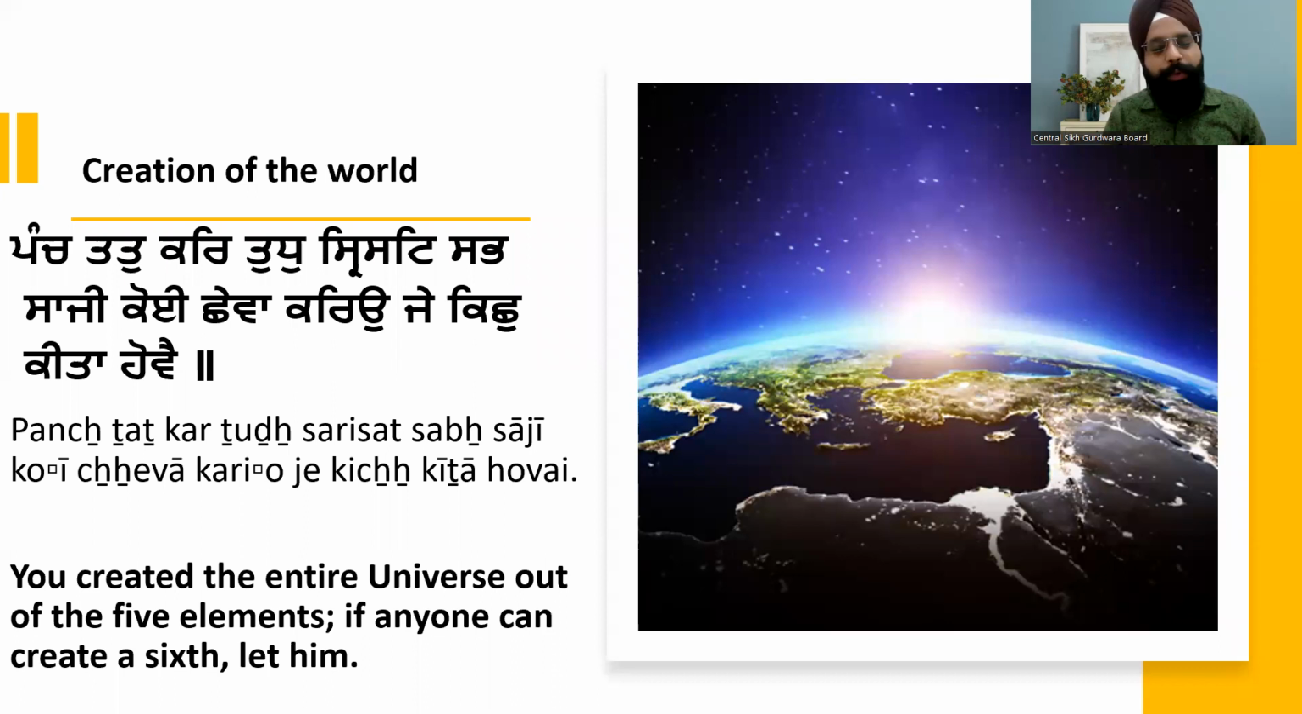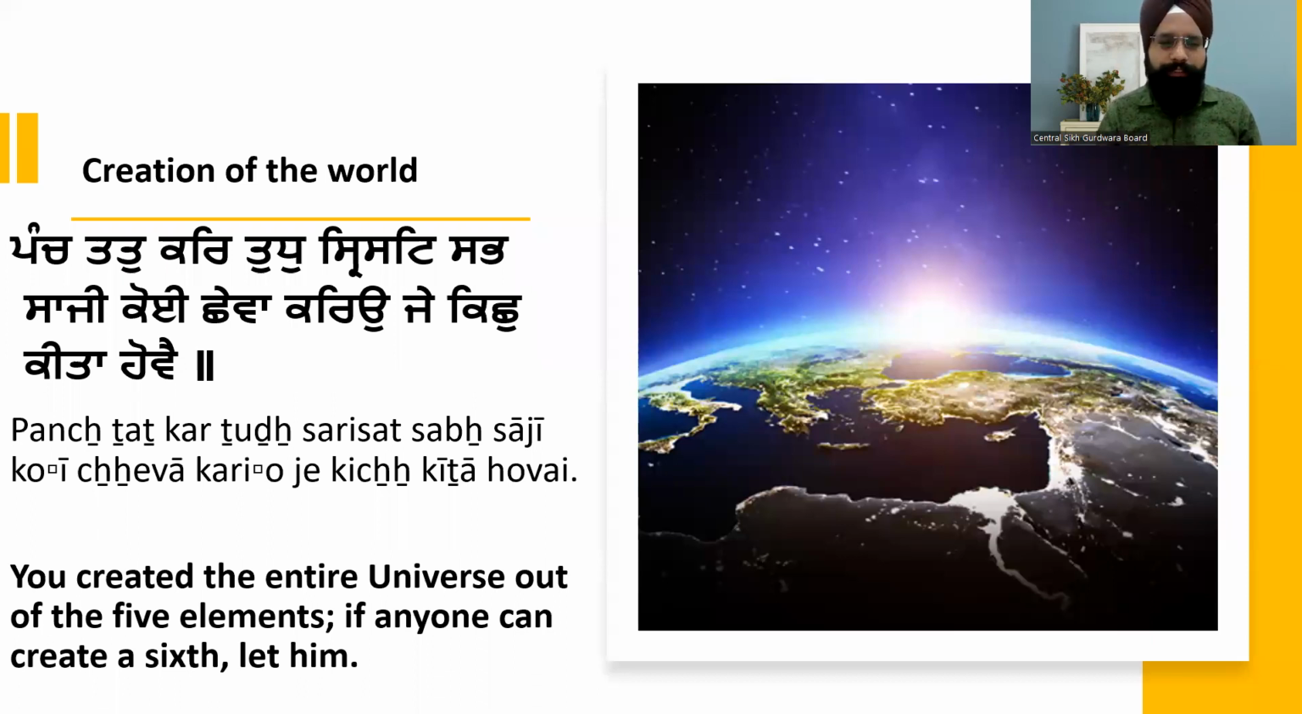If someone is just claiming he has done something, he has invented something, then there is a challenge by Guru Ram Das Ji: create a fifth, sixth element. If you think there is something in your hand, if we think I am the creator, I am doing something immensely beautiful, or I'm doing something from my side, I'm independent. We are always dependent on these five elements.